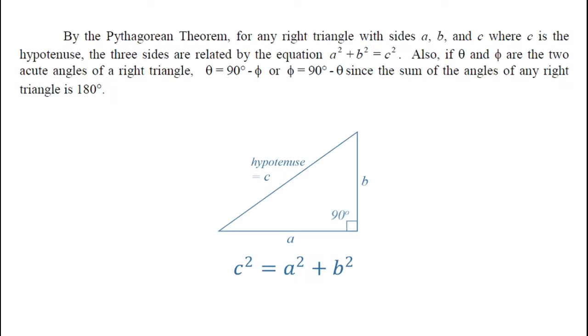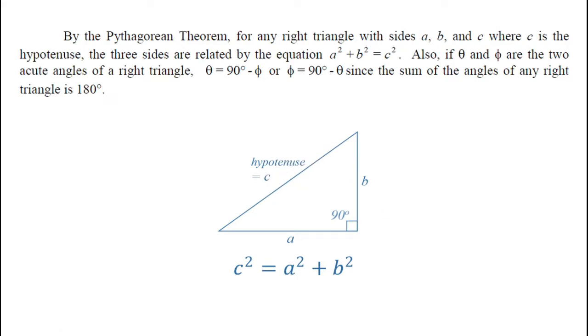Recall also the Pythagorean theorem. The square of the hypotenuse, or the longest side of the right triangle, is equal to the sum of the squares of the two legs. Or, we have c squared equals a squared plus b squared. And you also know that the sum of the angles of any right triangle is equal to 180 degrees.